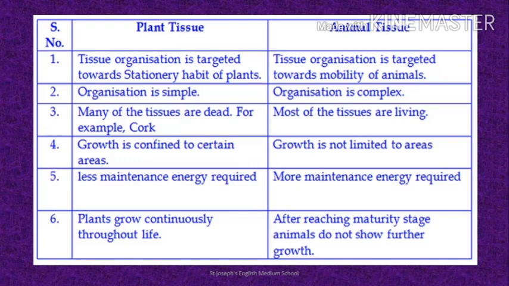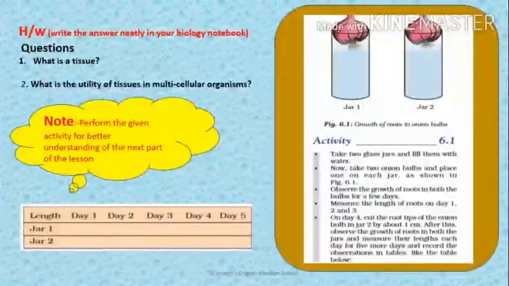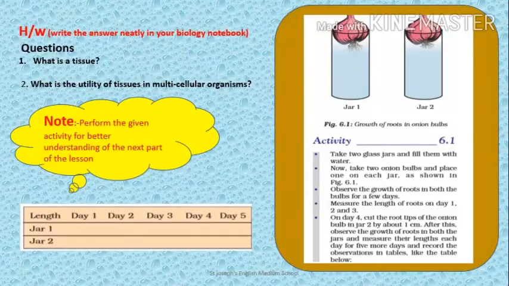If you are clear with the concept, children, you have to write the answers neatly in your biology notebook. The questions given here are: what is tissue? What is the utility of tissue in multicellular organisms? Along with that, I am giving you an assignment in the form of an activity. You have to perform this for a better understanding of the next part of the lesson, which is meristematic tissue.